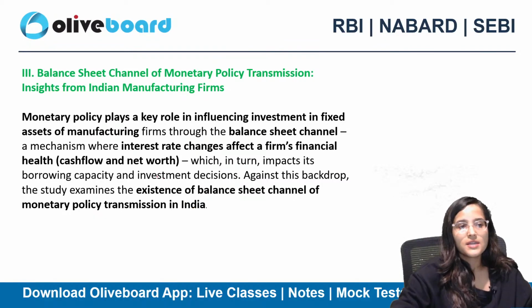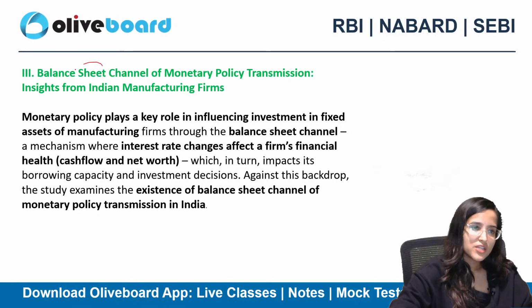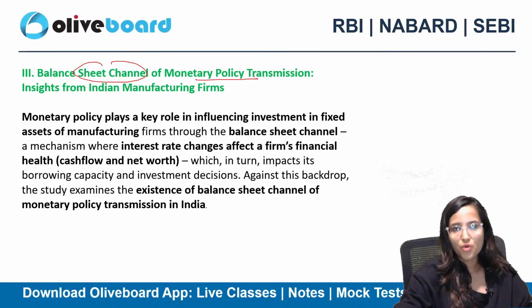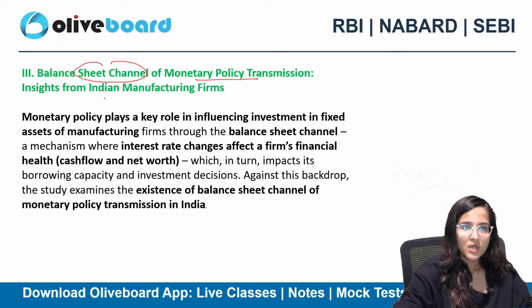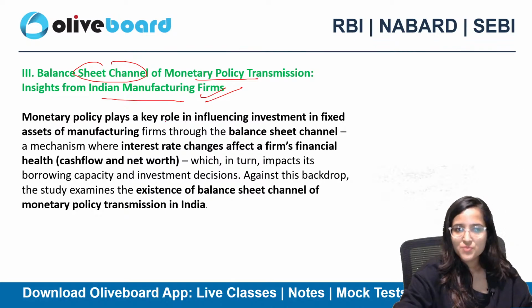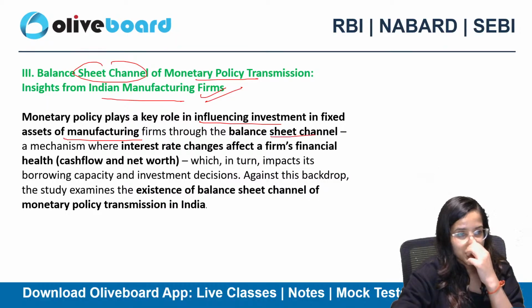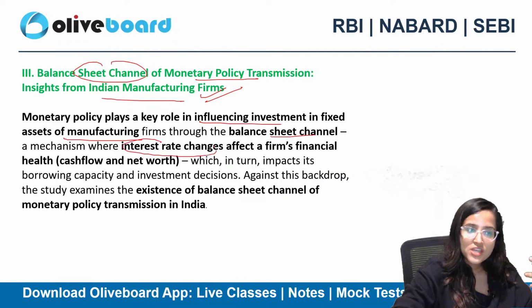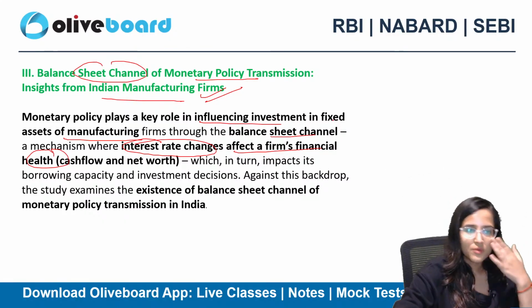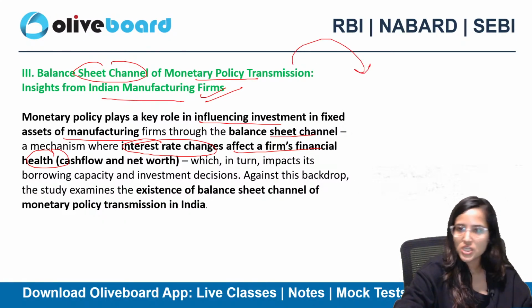Chalo. The next chapter is related to the balance sheet channel of monetary policy transmission, insights from Indian manufacturing firms. So monetary policy plays a key role in influencing investment in fixed assets of manufacturing firms through the balance sheet channel, a mechanism where interest rate changes affect a firm's financial health. So we are talking about this monetary policy transmission.